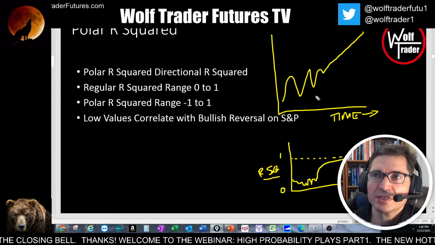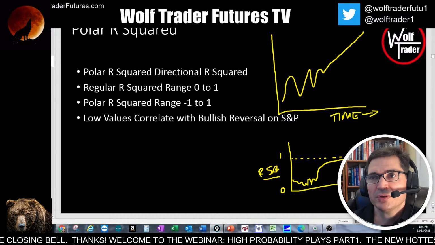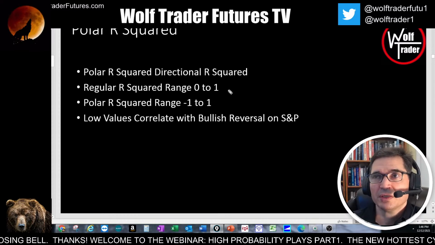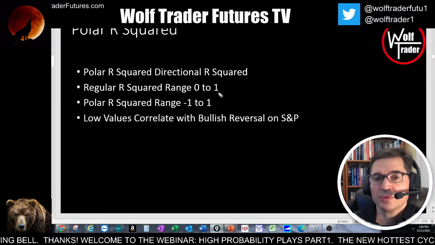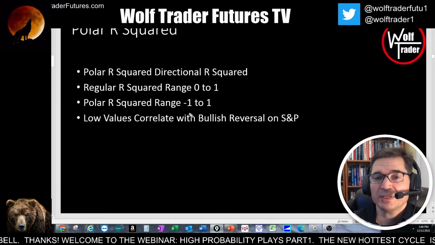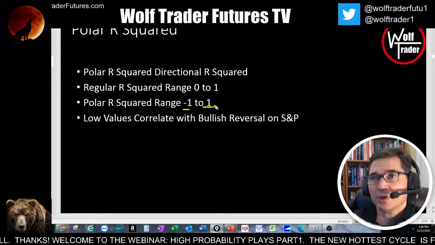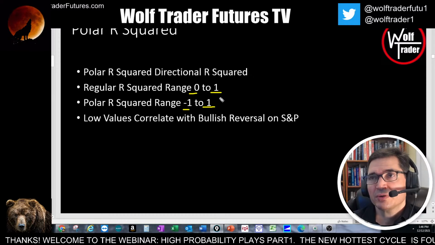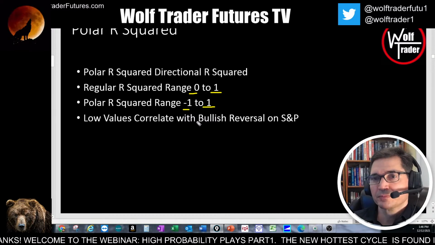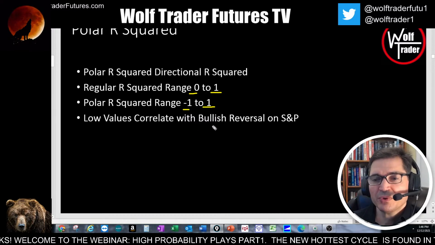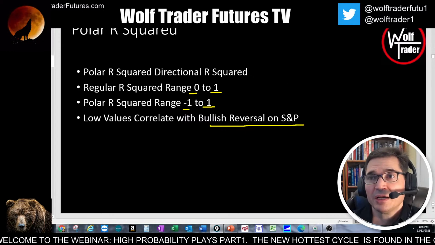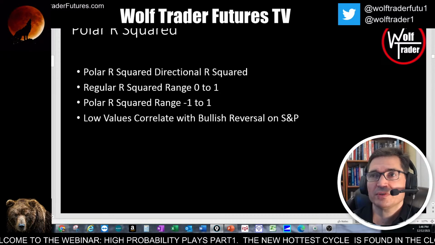The problem is the R squared doesn't give you a directional analysis. So the polar R squared is polarized. It tells you the direction of the market. It's better than an R squared. That's the regular R squared. The polar R squared will actually go negative when the market's going down, so it ranges from -1 to 1, where the regular R squared ranges from 0 to 1. This is something that I've developed. We only have this indicator. Low values correlate with bullish reversals, particularly on the S&P. We're going to talk about that today, and look at some actual graphs.